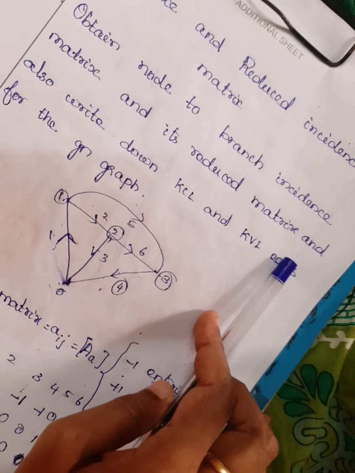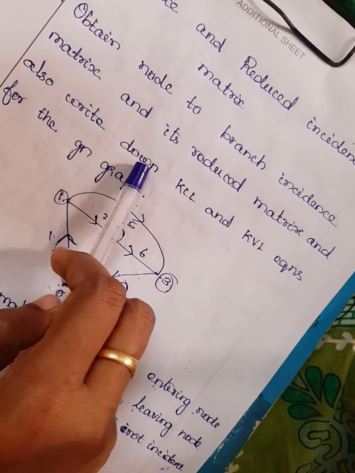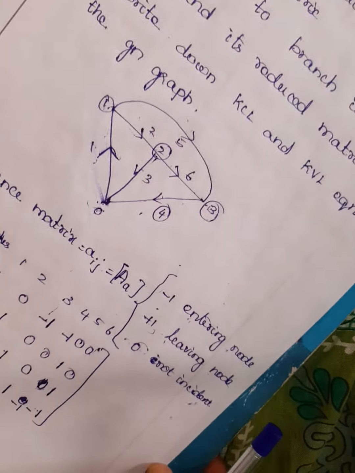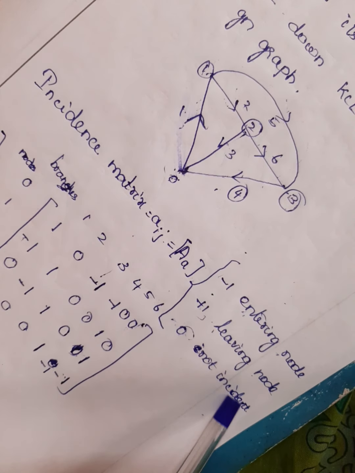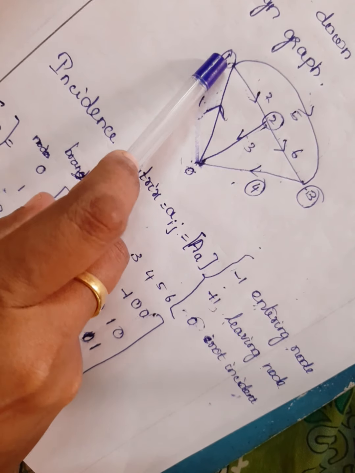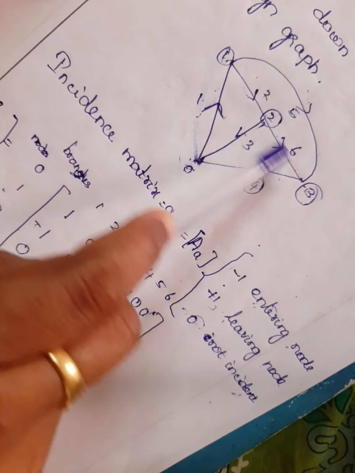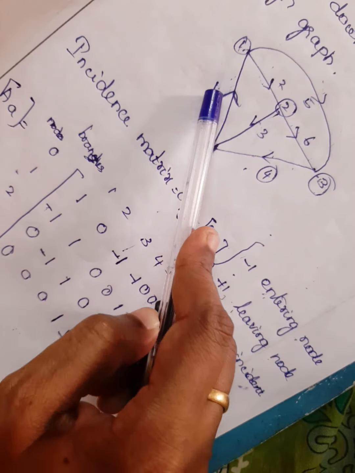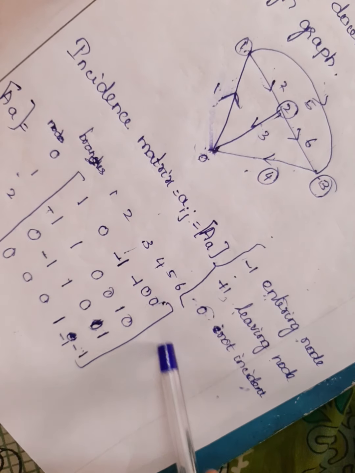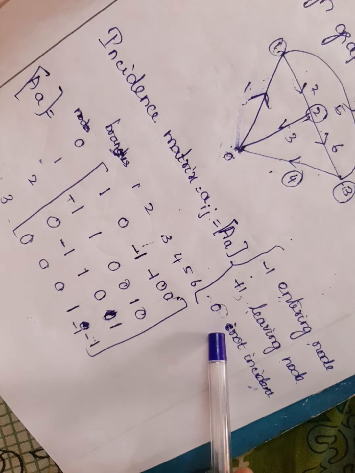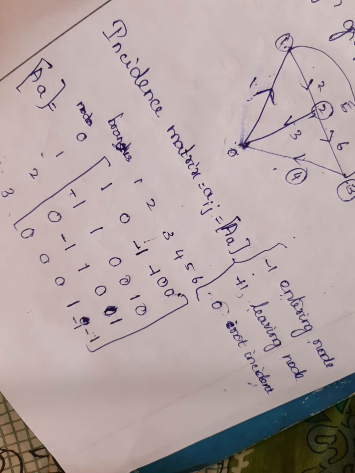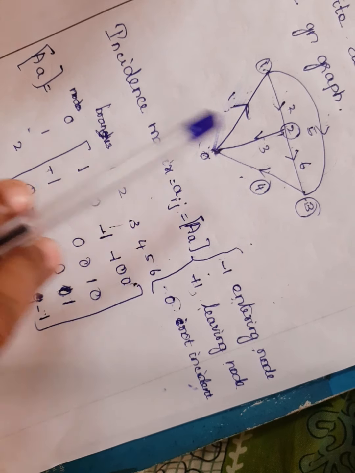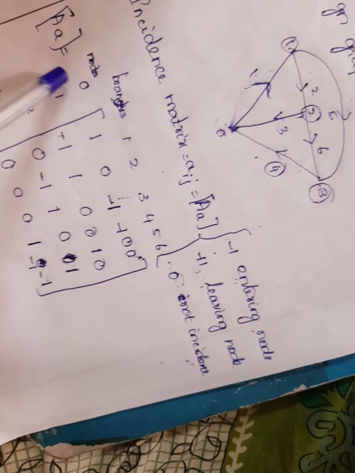Obtain the node to branch incidence matrix and its reduced incidence matrix, and also write the KCL and KVL equations from the given graph. So here is the given graph, and you write the incidence matrix. How many nodes are there? 0th node, first node, second node, and third node. So 4 nodes, and how many branches? 1, 2, 3, 4, 5, 6 branches. So here 4 nodes and 6 branches. Write the nodes in the column and branches in the row.